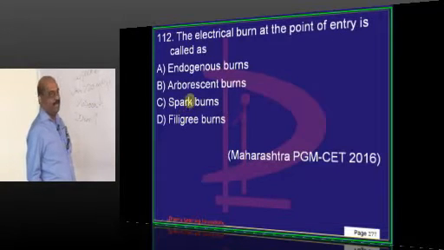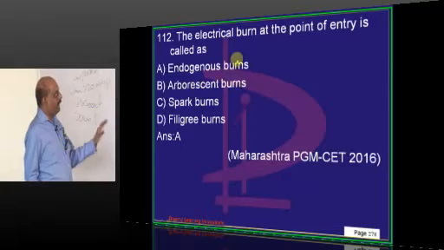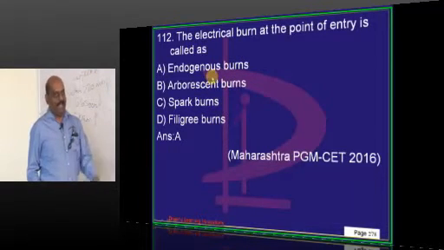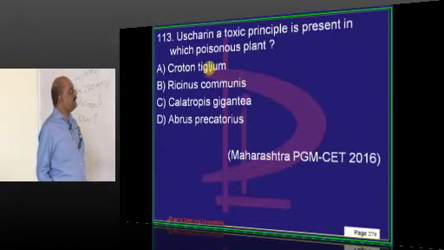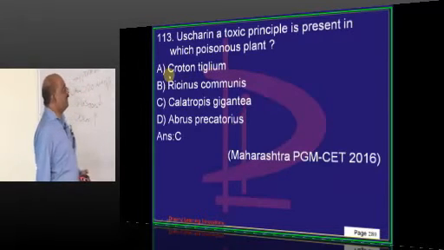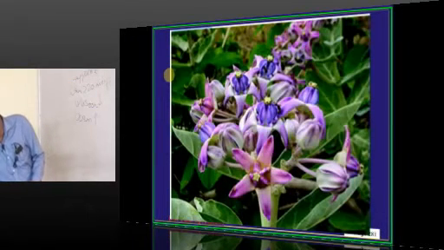What was the question? Electric burn at the point of entry is basically called endogenous burn. Is it filigree or endogenous? At the point of entry. I know lightning is filigree. I didn't get time to check the explanation of this endogenous. Euxine is found in Calotropis gigantea, is what you need to remember.